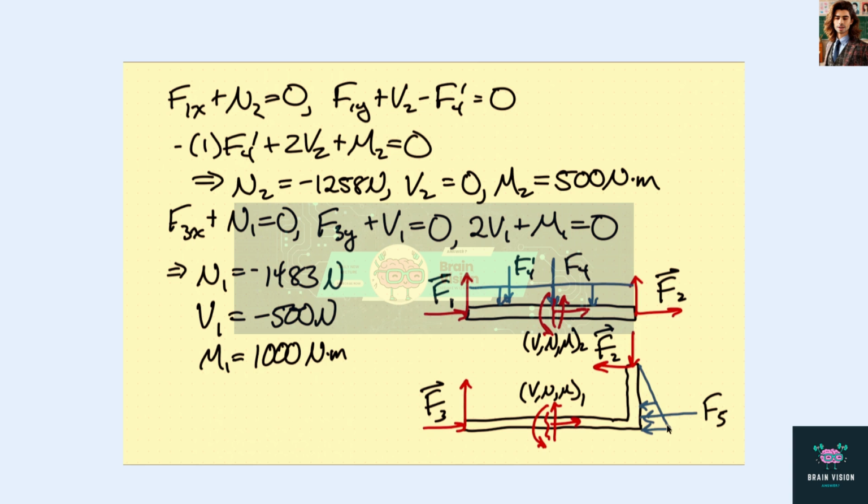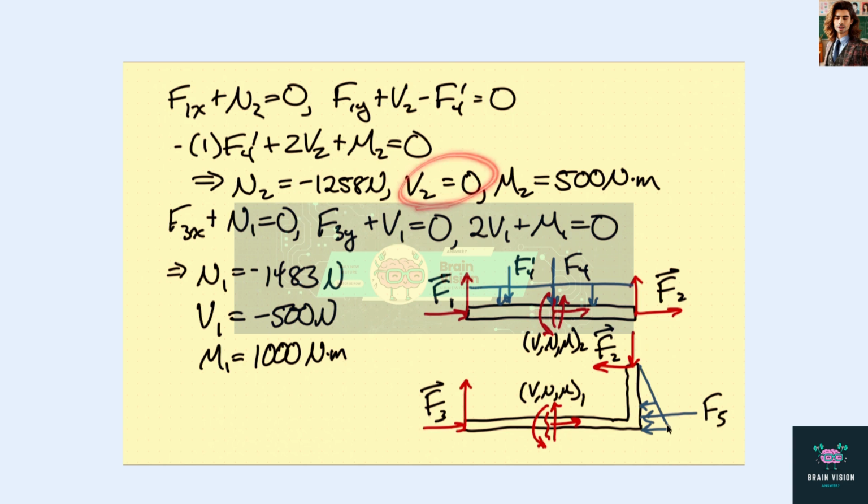If we look at the upper section, I reproduced it here. We have F1x plus N2 equals 0, F1y plus V2 minus F4 prime equals 0. And then this distance here is 1 meter, so we have minus 1 times F4 prime. This distance is 2 meters, so we have 2 V2, and we have M2. So these three equations will allow us to determine N2, V2, and M2. We get that the normal force at this point is minus 1,258 newtons, so that bar is actually in compression.